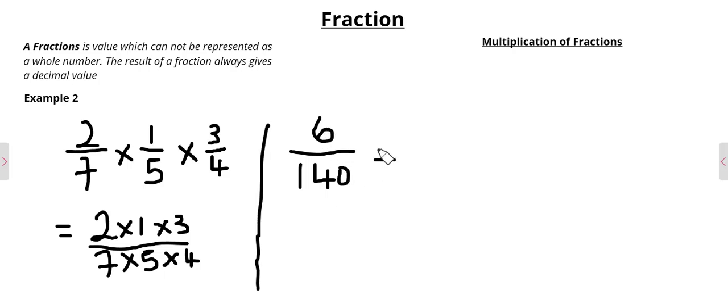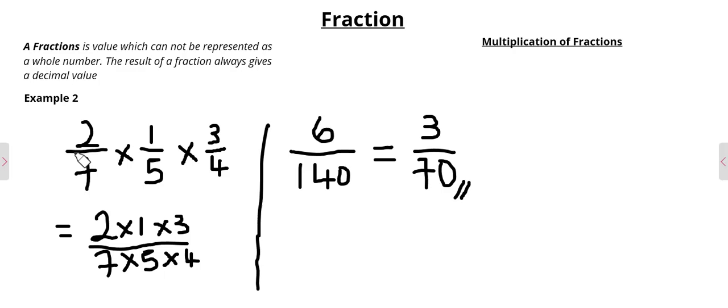So if we divide further, something common between 6 and 140 is 2. So 2 can divide 6, and 2 can also divide 140. So if 2 divides 6, we're going to have 3. And if 2 divides 140, we are going to have 70. So this becomes the answer to this example 2.